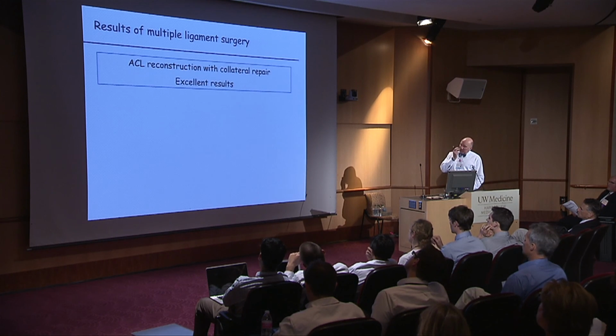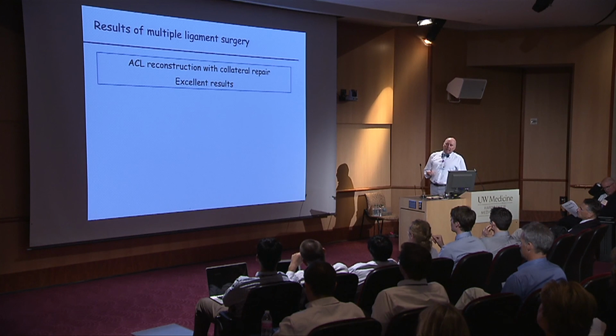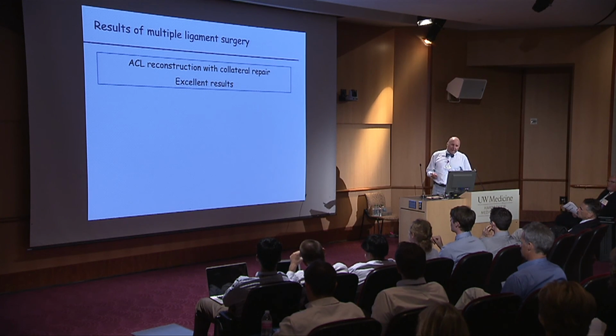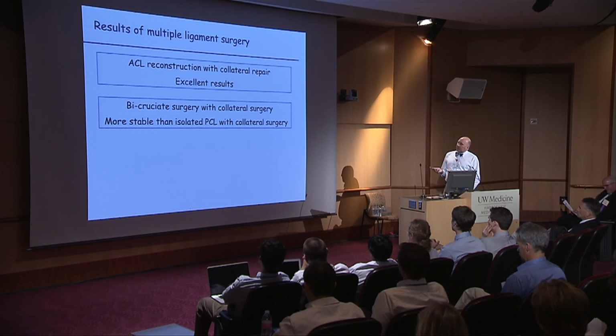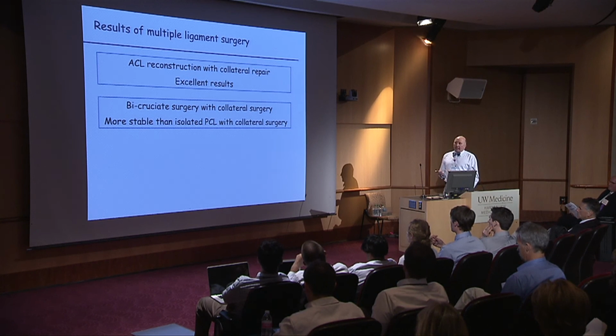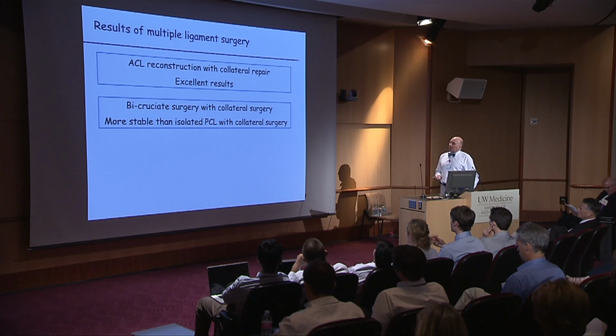In terms of my results, if you have an ACL reconstruction, a collateral ligament repair, and your PCL is intact, those patients probably do the best in my hands. The bicruciate reconstructions, interestingly, or bicruciate surgery with collateral injury, do better than the PCL with collateral injury. That's been my experience, and I think it has to do with the correction of hyperextension more than anything. I think I can do that better with a bicruciate operation.